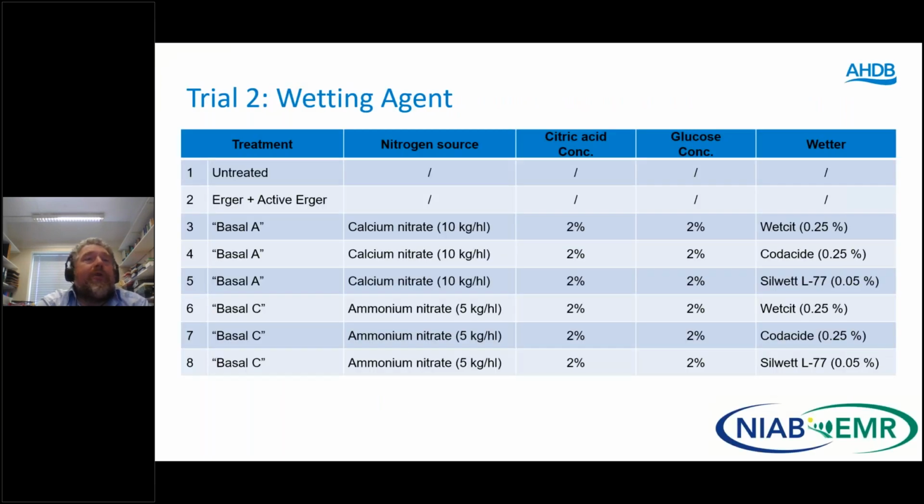So on to our second trial, where we were looking at the wetting agents. So again, we have our untreated control, our industry standard of Erga plus active Erga, and then our Basal A and Basal C treatments. This time, rather than just using Wetsit, we used a range of wetting agents, so Wetsit, Codicide, and Silwet L77.